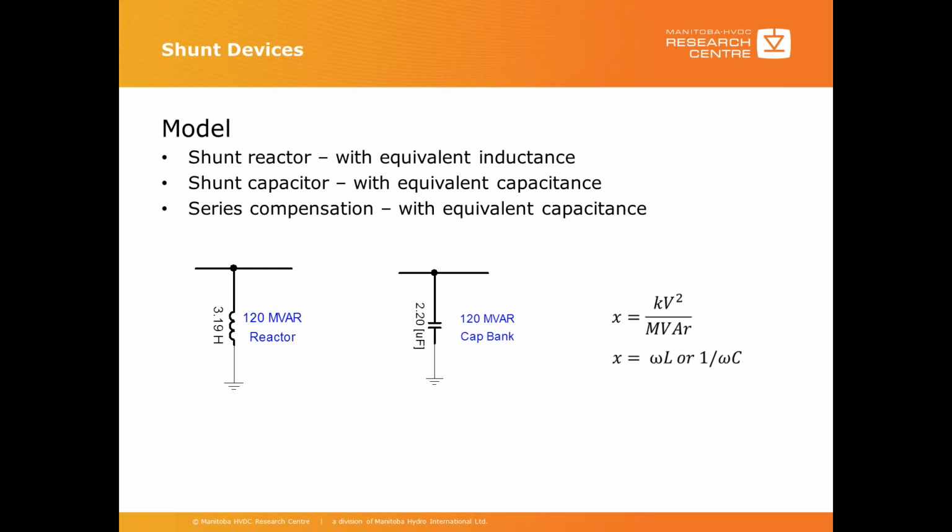Shunt devices. If there are any shunt devices close by the line we are studying, or if there are any line reactors, you need to model them with equivalent inductance or capacitance. And you can calculate the values of L and C according to this formula by knowing the kV level of the bus and also the MVAR of the reactor or capacitors. You can calculate L and C values.